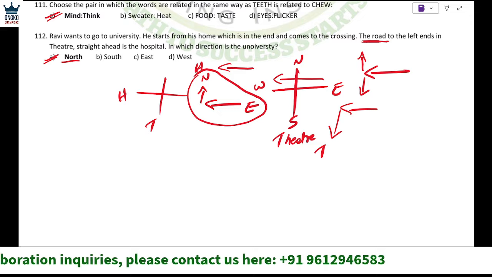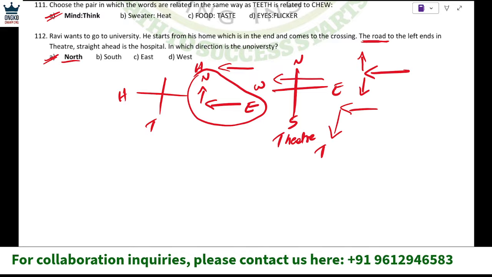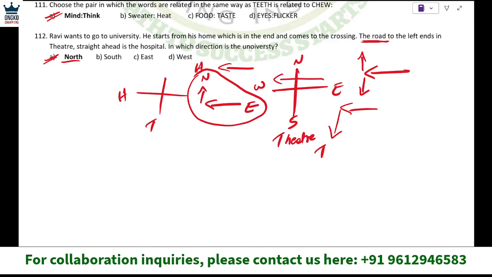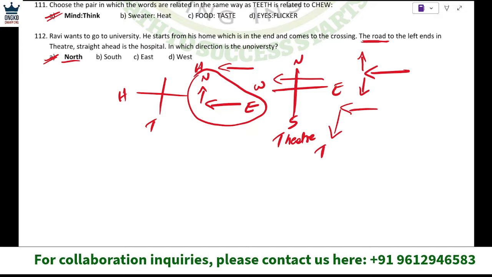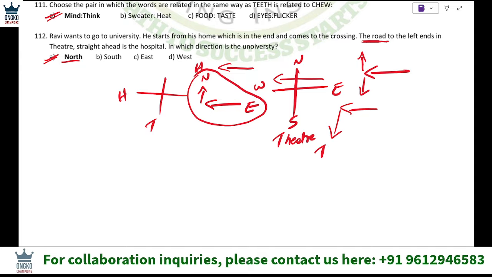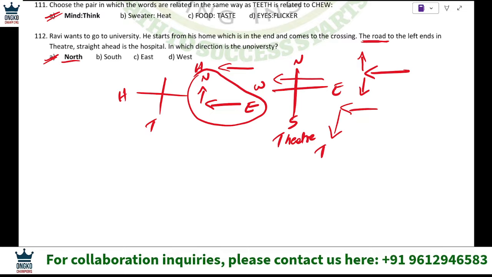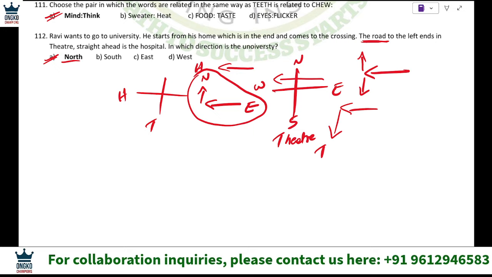So the answer is what? North. Right. In which direction is the university? So we're getting north. You can give it a try from north to south, to see whether you're getting a similar answer or no.